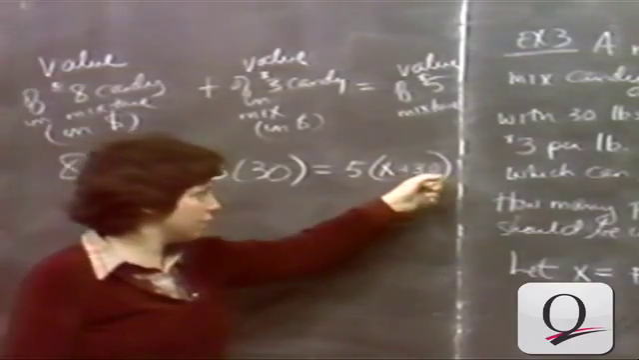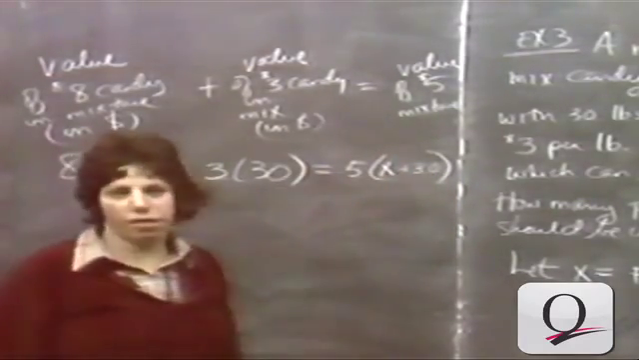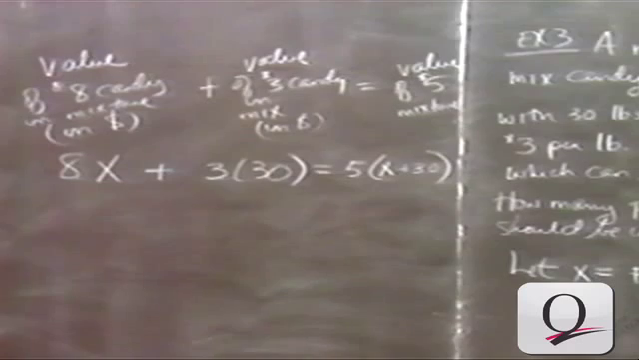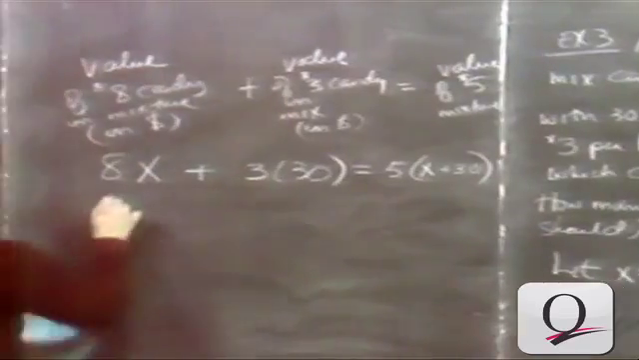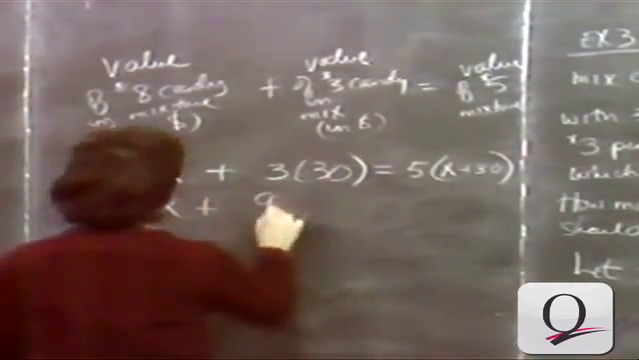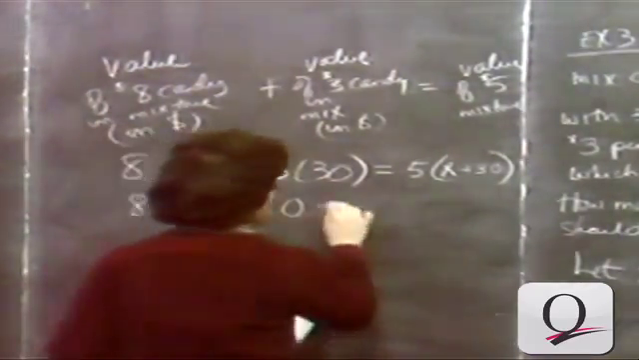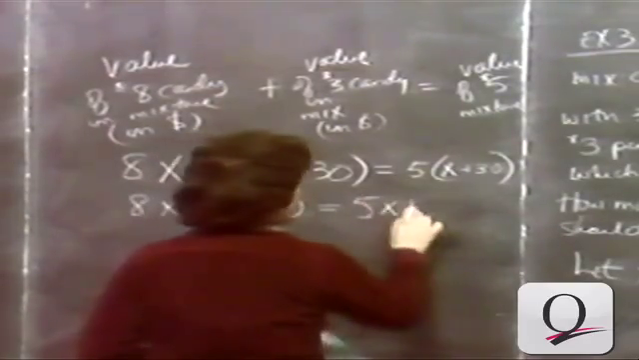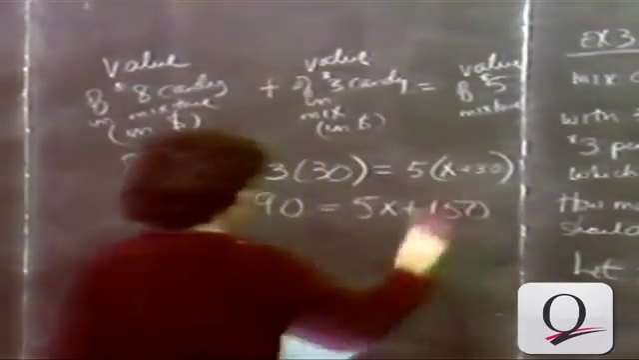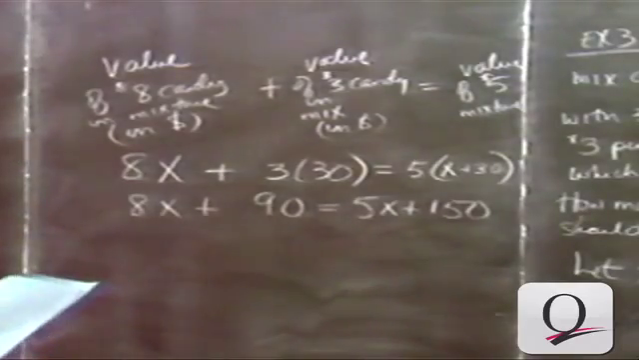Some of the $8 candy, some of the $3 candy, and he's going to sell it at $5 per pound. The question is, how much of the $8 candy should he put into this mixture? Try to find X for this to be a fair mixture. So 8X plus 90 is equal to 5X plus 150, distributing the 5 through the parentheses.